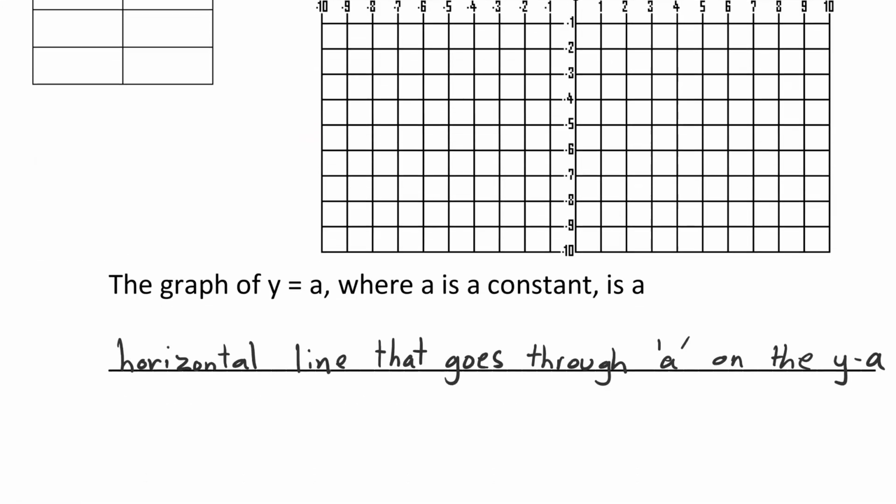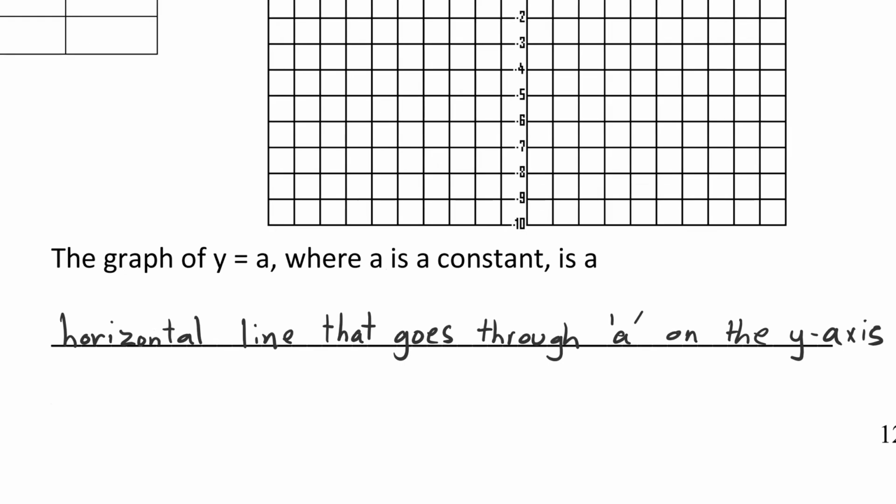But before you finish, we're looking at graphs where y equals a. That means that we're creating a horizontal line that goes through a, whatever that value is, on the y-axis. So it's going to run right through that specific point on the y-axis. So hopefully this clarifies and makes sense of how to describe horizontal and vertical lines.